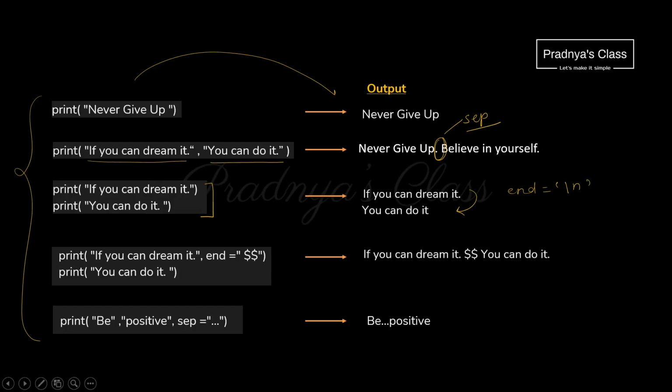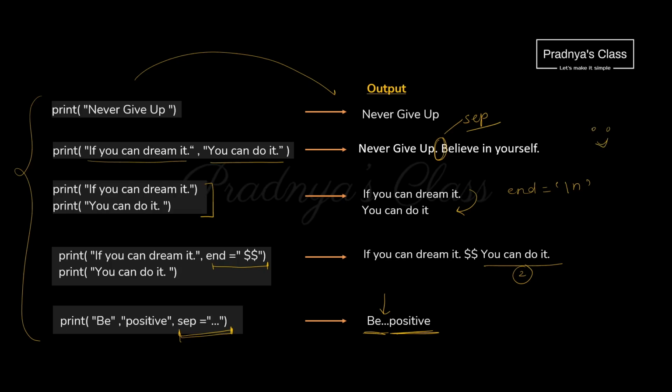Can we change the value for the separator and end parameter? We can do it. Look at this example. We have written end as a dollar symbol. And look at the output. The second message did not come in the next line. It is in the same line, but in between we got the dollar symbol. Now let's try to change the separator. Here we have mentioned something else. Now look at the output. In between the two objects we got the separator. Hope you got this concept too.